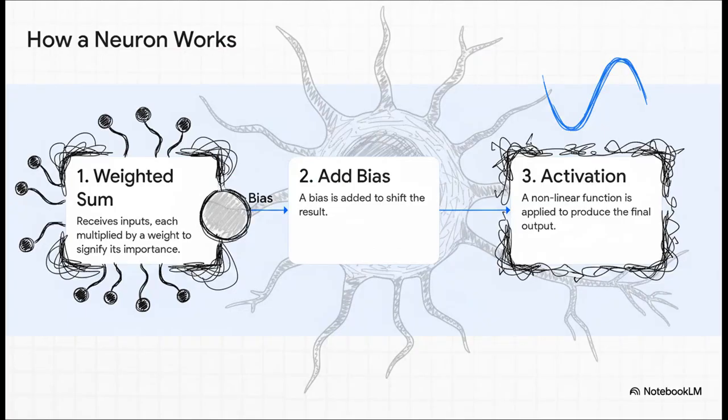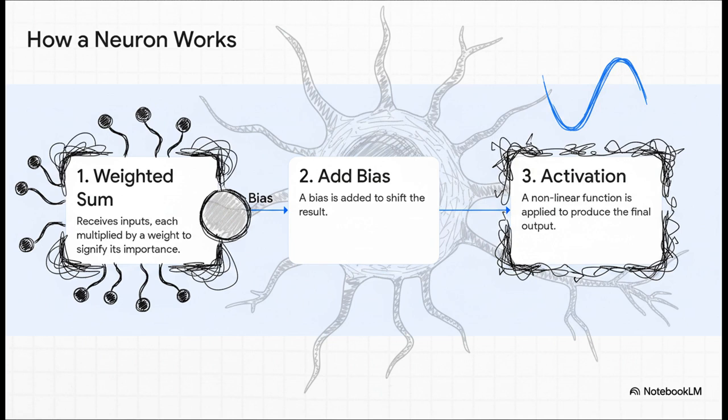And at the very core of this digital brain is the artificial neuron. Just think of it as a tiny little decision maker. It takes in a bunch of signals, or inputs, decides how important each one is, that's the weight, and then based on all that, it decides whether to fire off its own signal.